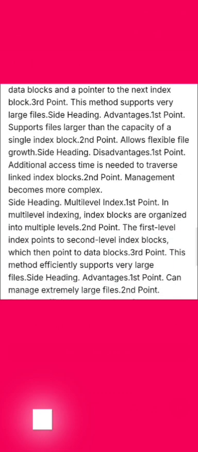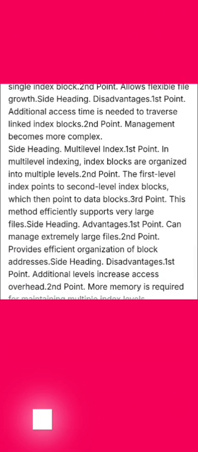Advantages. First point. Supports files larger than the capacity of a single index block. Second point. Allows flexible file growth. Disadvantages. First point. Additional access time is needed to traverse linked index blocks. Second point. Management becomes more complex.